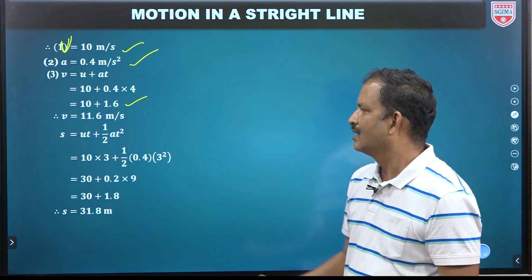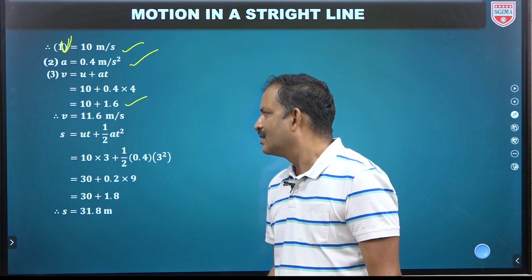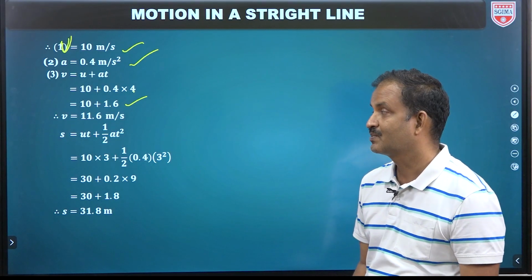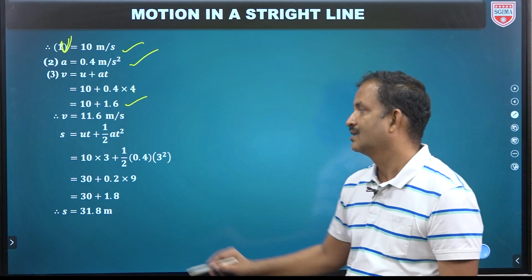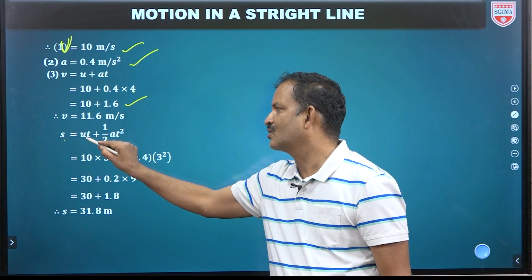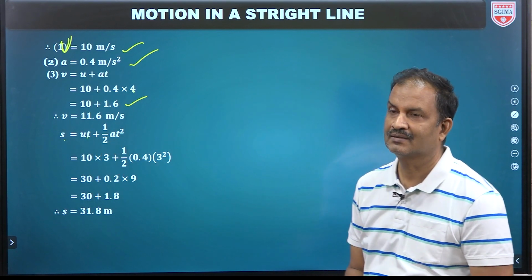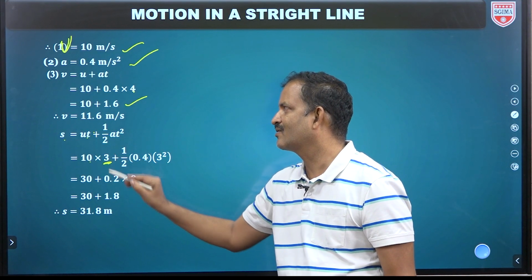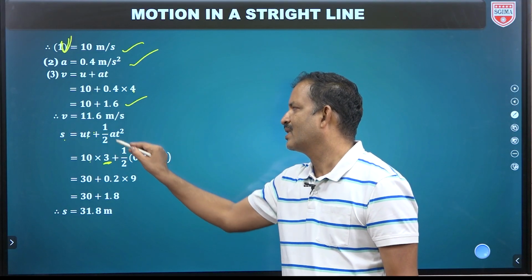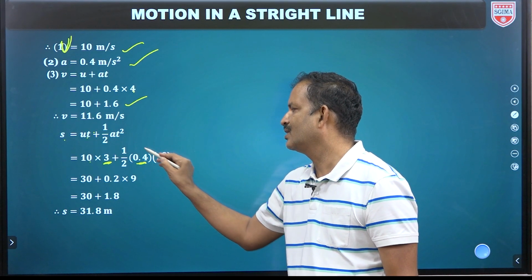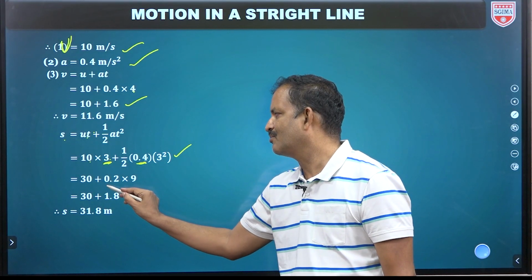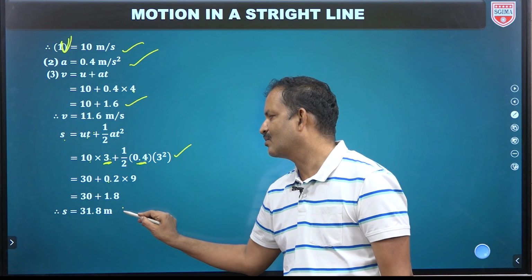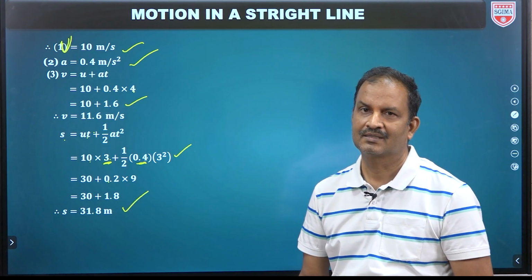Next question, we have to find out the displacement after 3 seconds. So, I am using this formula S is equal to ut plus half AT square. U is already 10, time is 3 seconds. So, S is 10 into 3 plus half, A is 0.4, into 3 square. So, 30 plus 0.2 into 9, 30 plus 1.8, 31.8 meters.